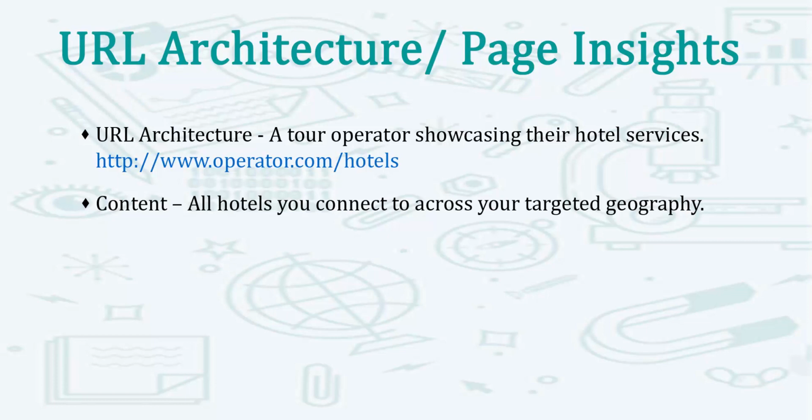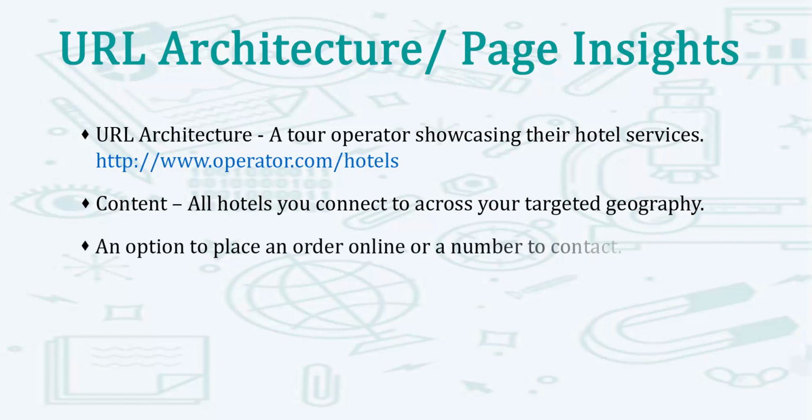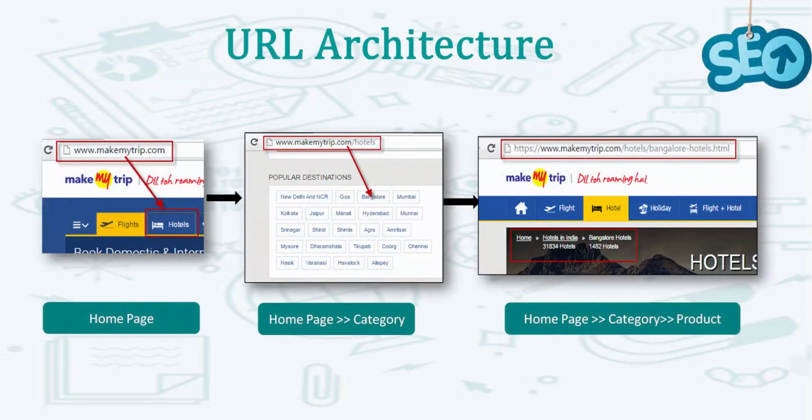So if I am providing hotel services in India, I'll have hotels in Jaipur, hotels in Delhi, hotels in Bangalore, Kolkata, Mumbai, every other major city that India has. And then there should be an option to place an order or a number to contact to avail the services. So let's go to the site called MakeMyTrip.com. MakeMyTrip.com is a leading tourism service provider in India.